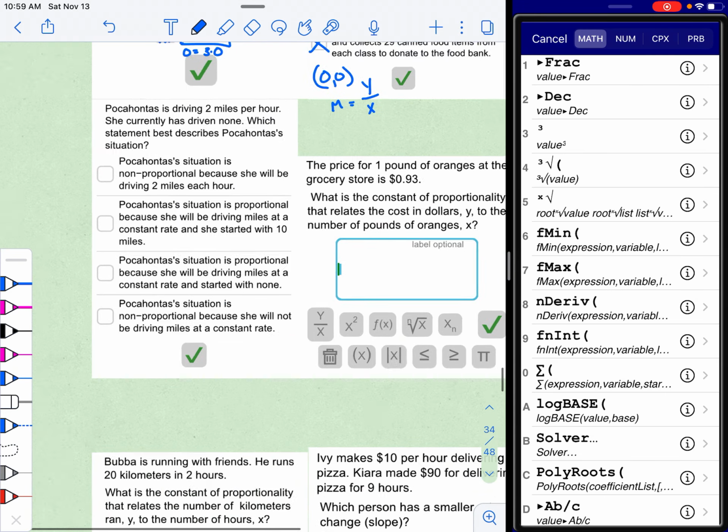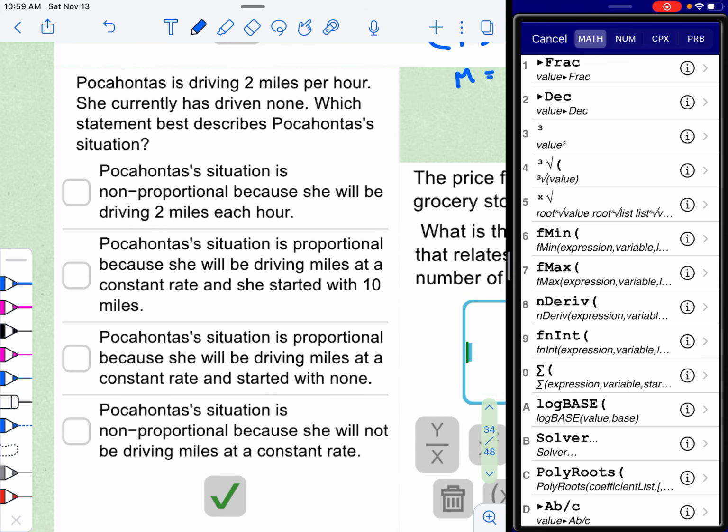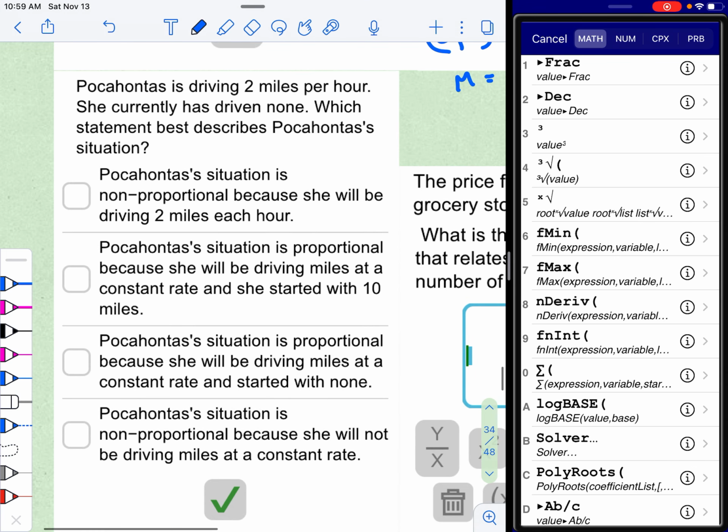Keep it going. Pocahontas driving 2 miles per hour. She's currently driven none. Okay, so that's proportional. We can make an equation. This is just like the last one. This one says non-proportional, so no. If I go down through my choices, this one says non-proportional, so no. So it's between the middle two.